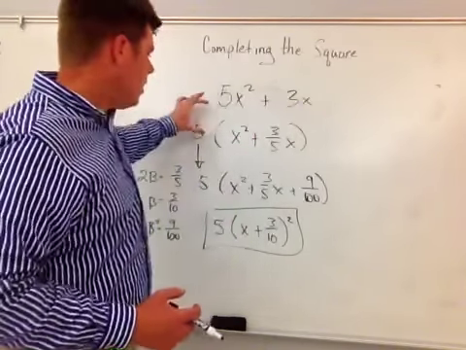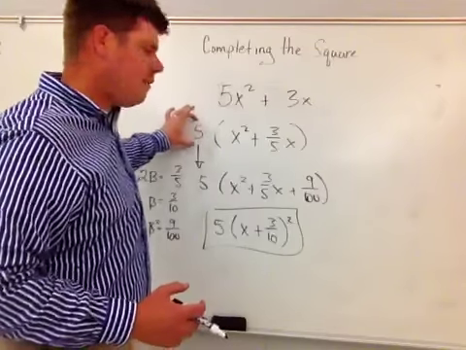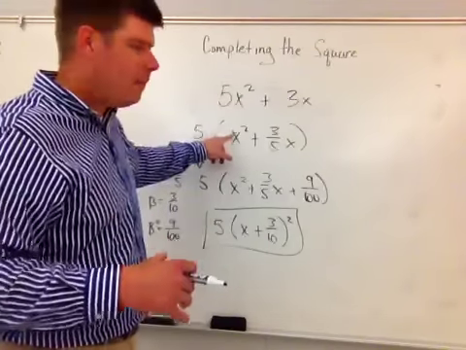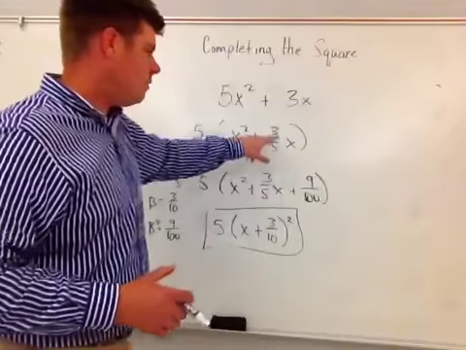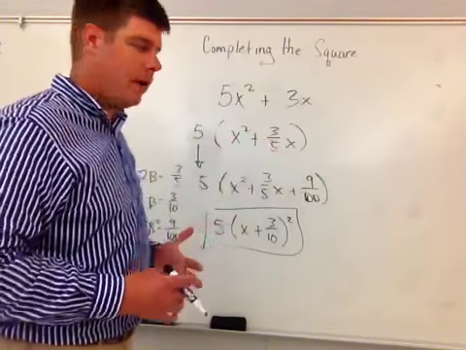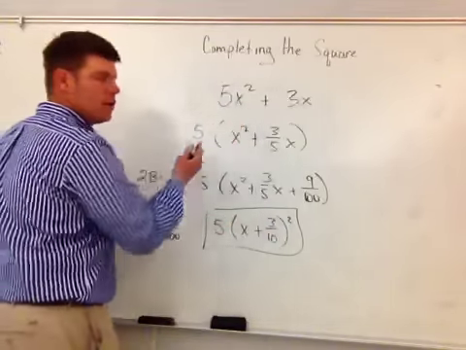So for instance, you take the 5 away. 5 divided by 5 is 1, and that's what goes there, right? 3 divided by 5 would give me 3/5, and that's what I put in there. Because when I multiply this back through, it's going to create that expression.